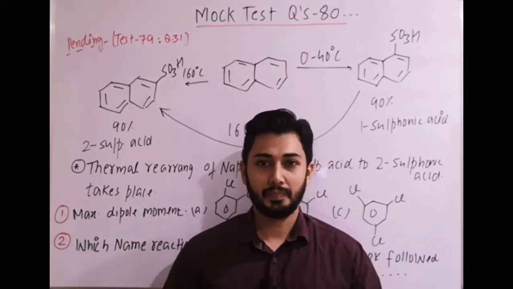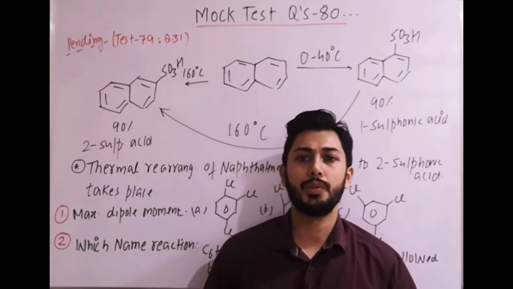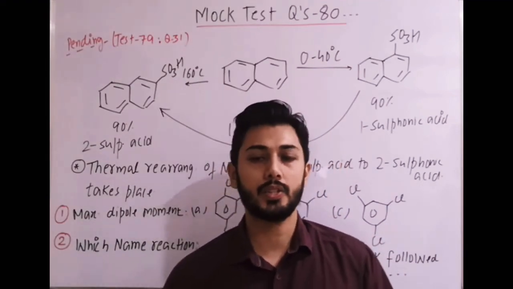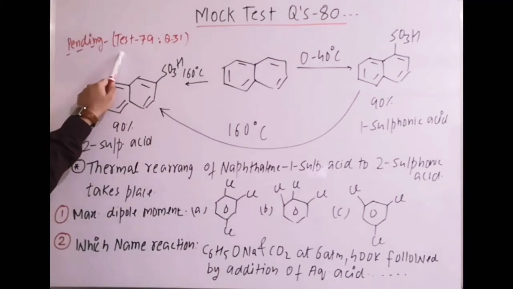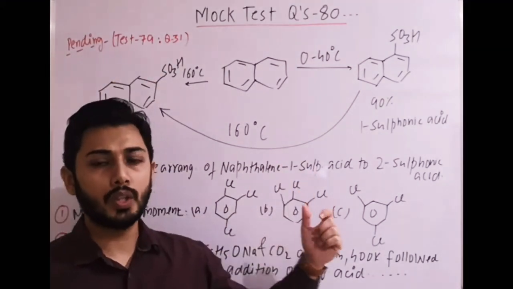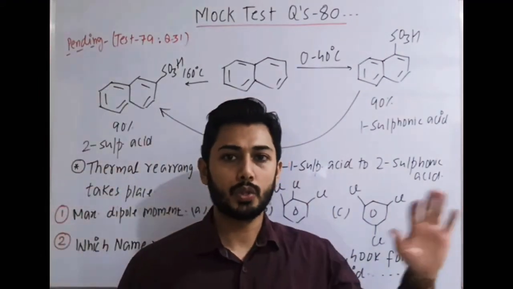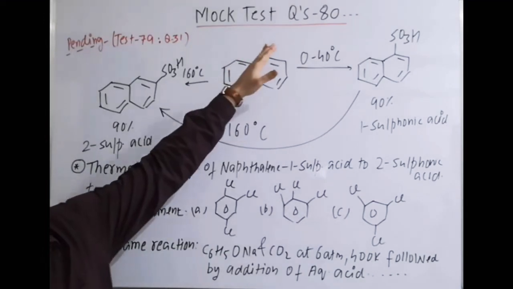Hello students, before starting mock test number 80, one question is pending from test number 79. From mock test 79, question number 31, which I missed, is an information-based question about naphthalene. So firstly I am explaining this one, and then we'll go with the questions from test 80 and 81.